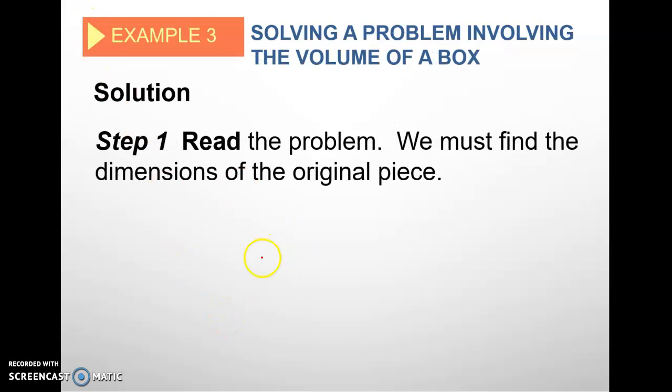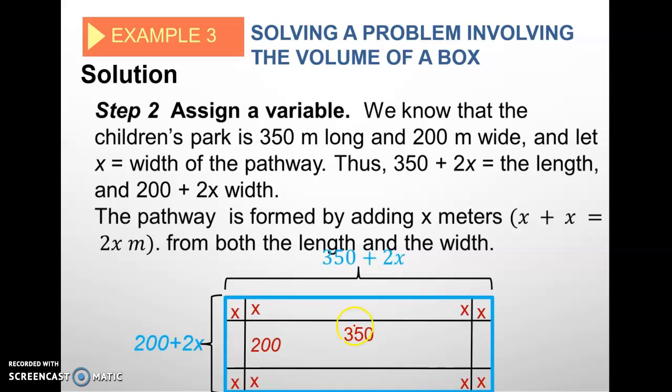So again, the same steps. We read the problem, and we already have the original piece, which is 350 meters by 200 meters, the rectangular part, of course. So now here is the illustration of the given. This is the original dimension, so this is 350 and this one is 200. If you noticed, this one is the inner section.